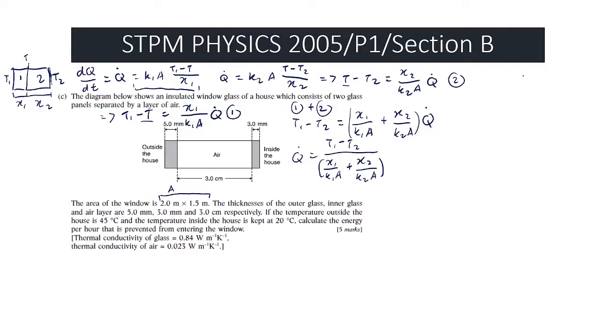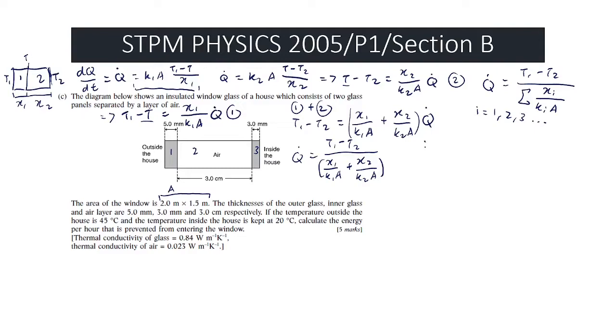And by using the same logic we can get a general equation, which is T1 minus T2 divided by the sum of xi over ki A in the denominator. I think you can see the logic here, and this i is given by any integer depending on how many layers you have. In our case we have 3 layers: 1, 2 and 3.